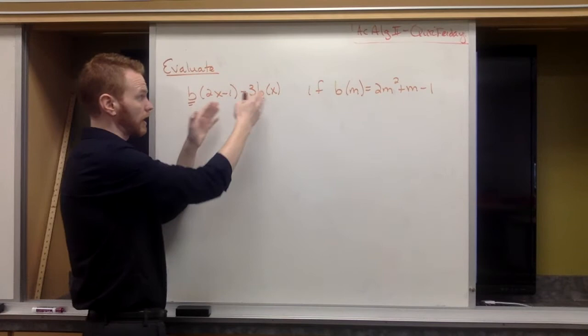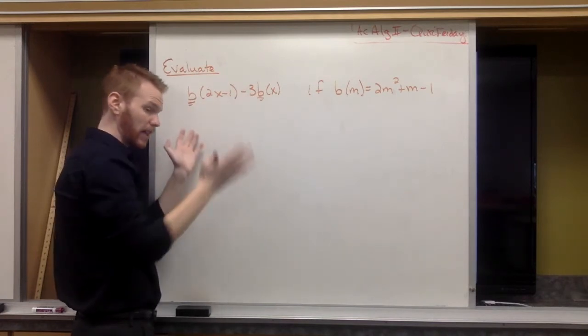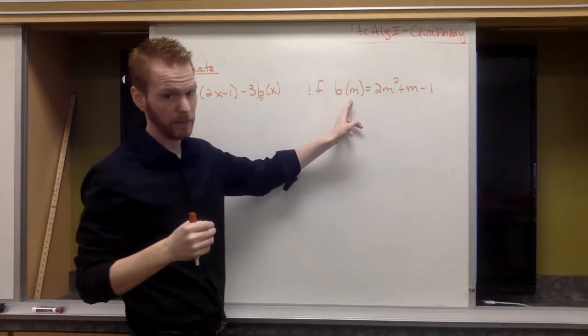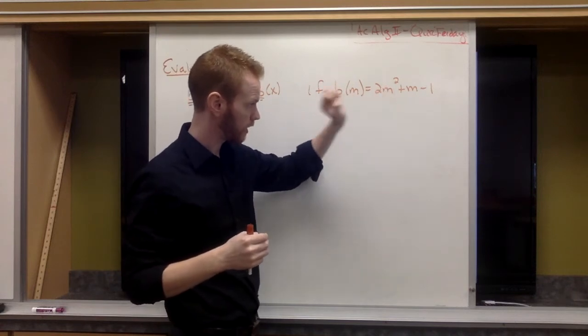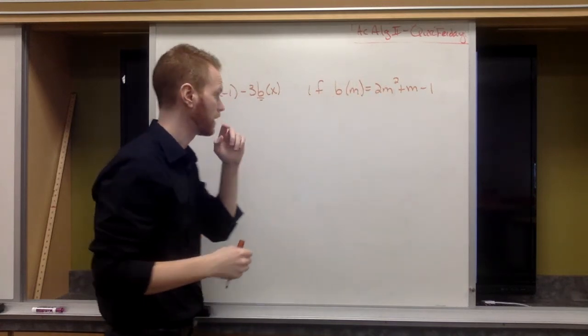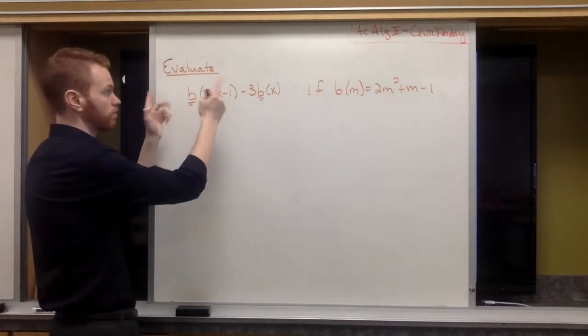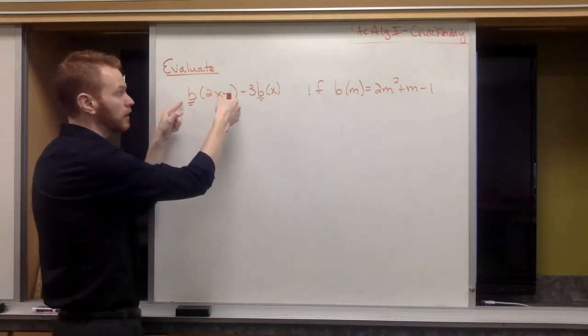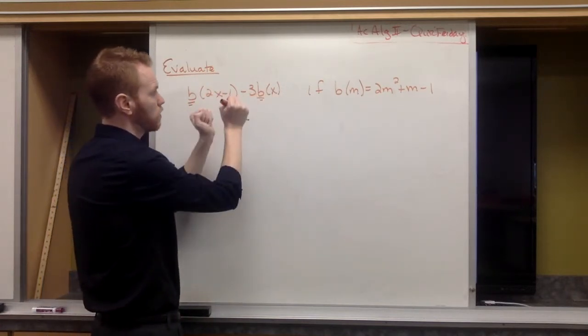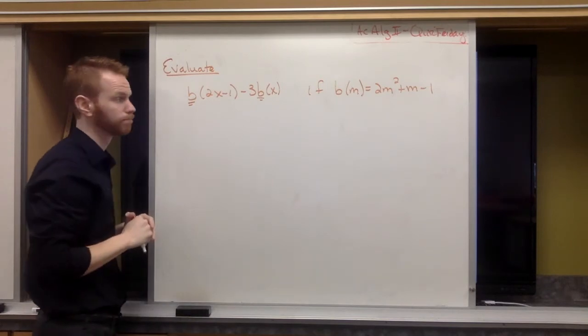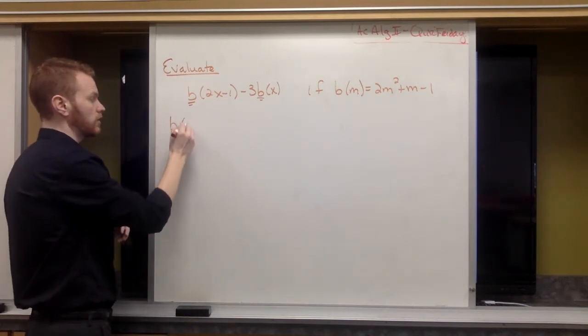Now, right here, I can see that there's x's. That's okay. I don't have to plug m in. I can plug x's in. I will just take the variable m out and put x in its place. What I'm going to do is separate this. I'm going to evaluate this guy first, then this one, and then subtract the result. Okay? Let's go ahead and do that.